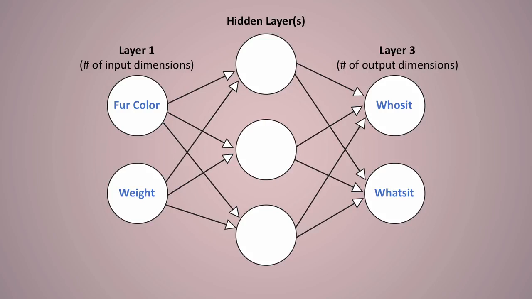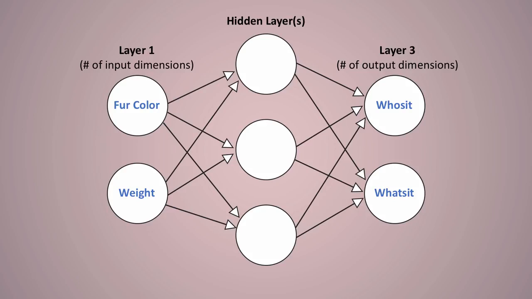So we want to go through all of that data, train our neural network to predict who's its and what's its based on fur color and weight. And so we've chosen 3 hidden layers based on the options that we showed you on the last slide. So let's go ahead and get our neural network initialized.